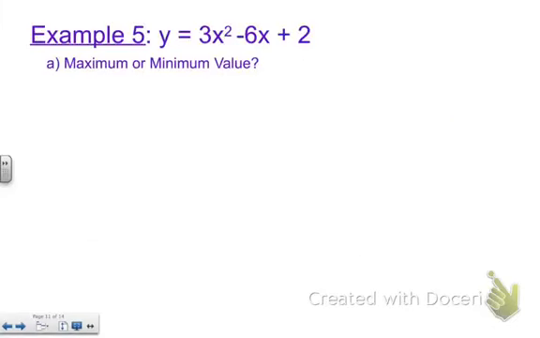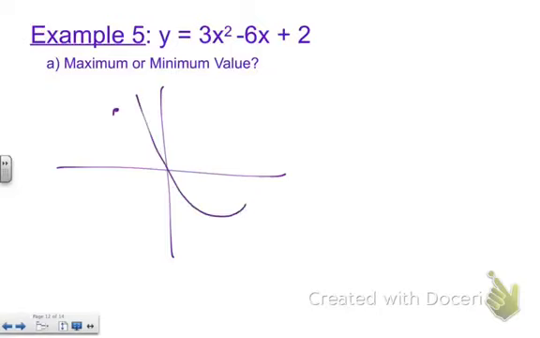Given the quadratic function y equals 3x squared minus 6x plus 2, does it have a maximum or minimum value? Well, remember, it's positive, so that means whatever it looks like, it's going to be facing upward, which means it has to have a minimum value for the vertex.